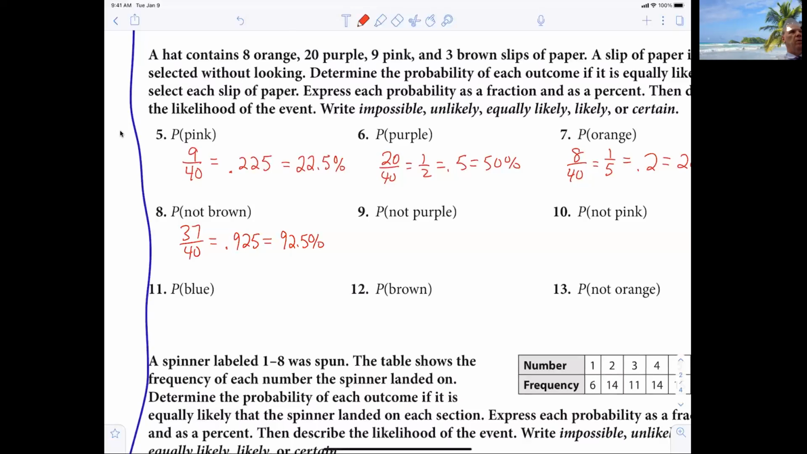Okay, Jackson, you're not purple. I mean, we know you're not purple. So what's the probability that you're not purple? The probability that we're not purple. What's the fraction? 20 over 40, which is what fraction reduced? 1/2, which is what decimal?